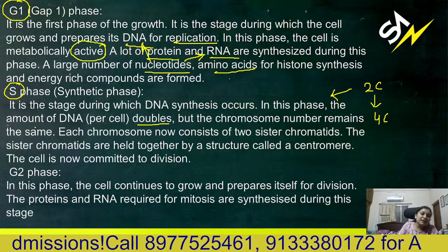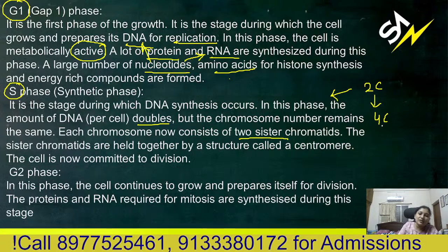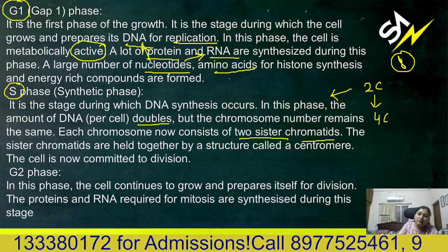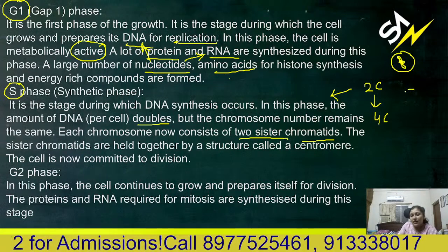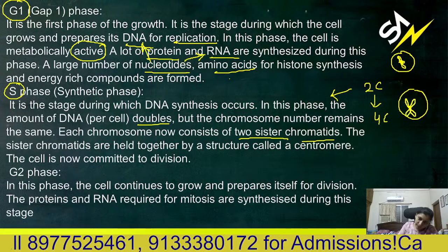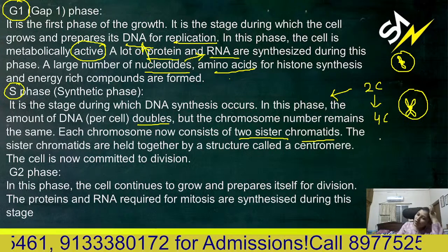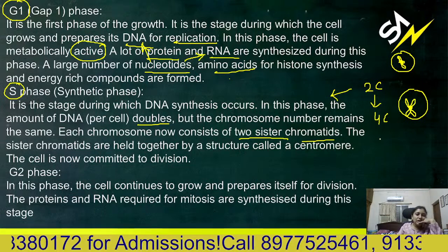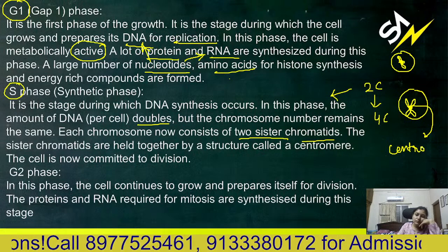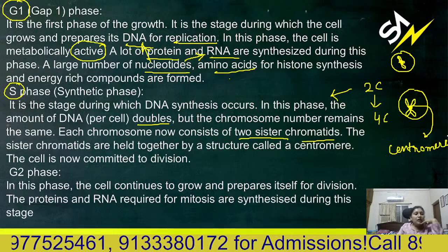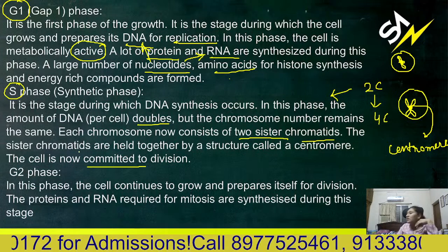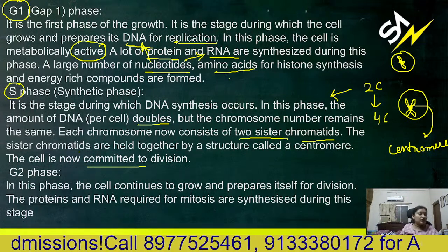The chromosome number remains the same, but each chromosome now consists of two sister chromatids. Before this point, only one chromatid was there. Now each chromatid replicates and forms a sister chromatid, which results in the formation of a chromosome. Sister chromatids are held together by a structure called the centromere. Now the cell is committed to division. It is compulsory for the cell to divide.